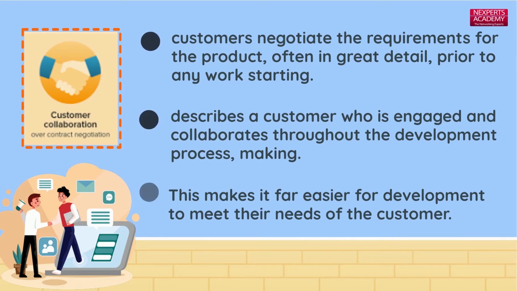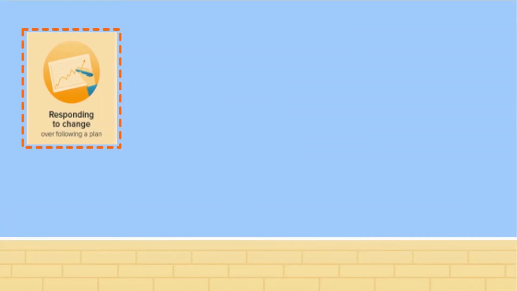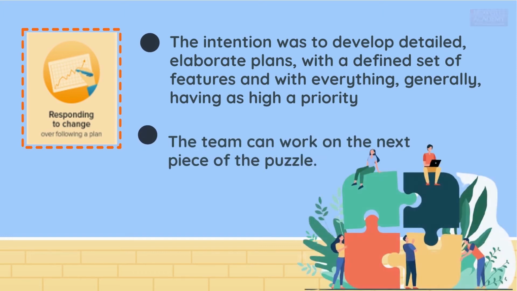The Agile Manifesto describes a customer who is engaged and collaborates throughout the development process. This makes it far easier for development to meet the needs of the customer. Traditional software development regarded change as an expense, so it was to be avoided. The intention was to develop detailed, elaborate plans with a defined set of features, with everything generally having as high a priority as everything else, and with a large number of dependencies on delivering in a certain order so that the team can work on the next piece of the puzzle.